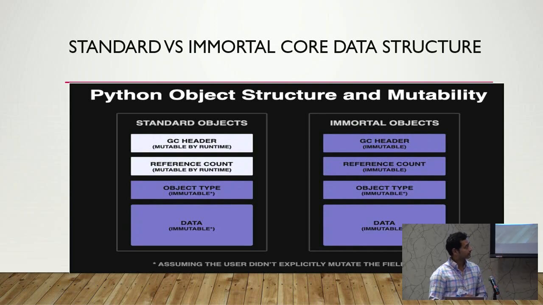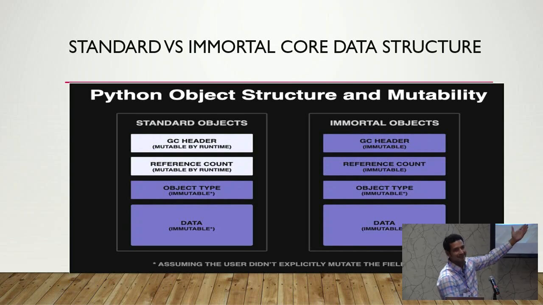So the structure of an immutable, immortal object looks like this. So the introduction of the immortal object comes into the picture. Till now, if you see on the left-hand side, for any object, irrespective of mutable or immutable, the GC header and reference count are mutable. But for immortal objects, it is defined that nothing should be mutable. So I wanted to just show it through a picture: GC header, reference count, object type, and data. Everything should be immutable.